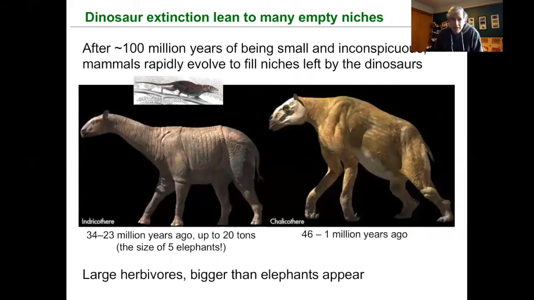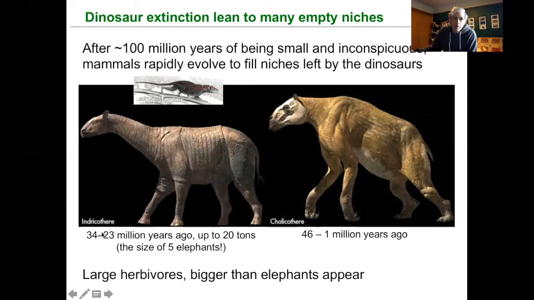And what happens to our little mammal? Well, the dinosaur extinction led to many empty niches. And after 100 million years of these little shrews being small and inconspicuous, the mammals rapidly evolve to fill the niches left by the dinosaurs. So for example, bearing in mind this little thing, this is the origin of all mammals, and it was going for 100 million years in this state.